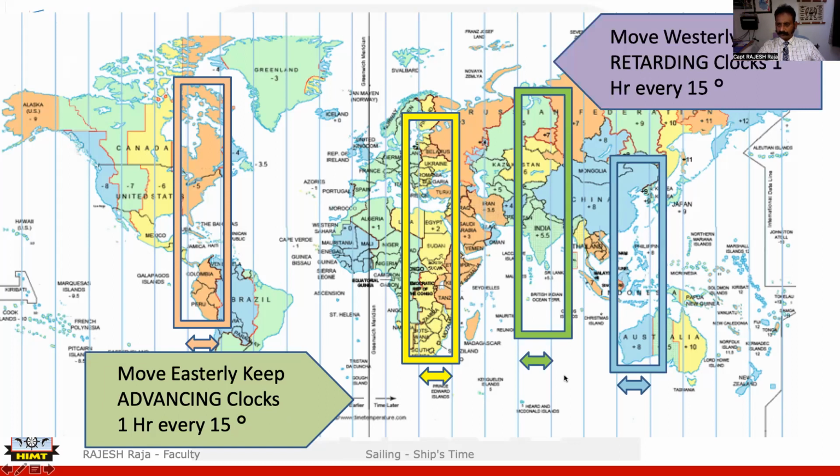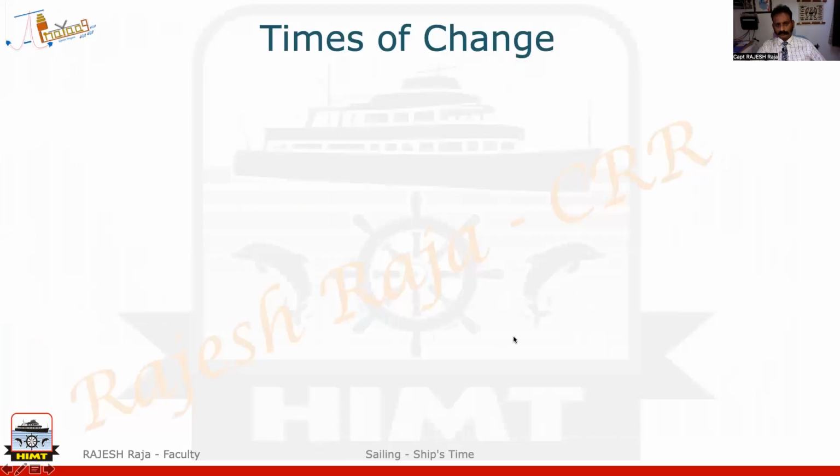If you move westerly, it doesn't matter where you move from. You can move from Korea to India, or from India to Europe, or from Europe to US, it doesn't matter. As long as you are moving westerly, please keep retarding 1 hour for approximately every 15 degrees. This is important for you.